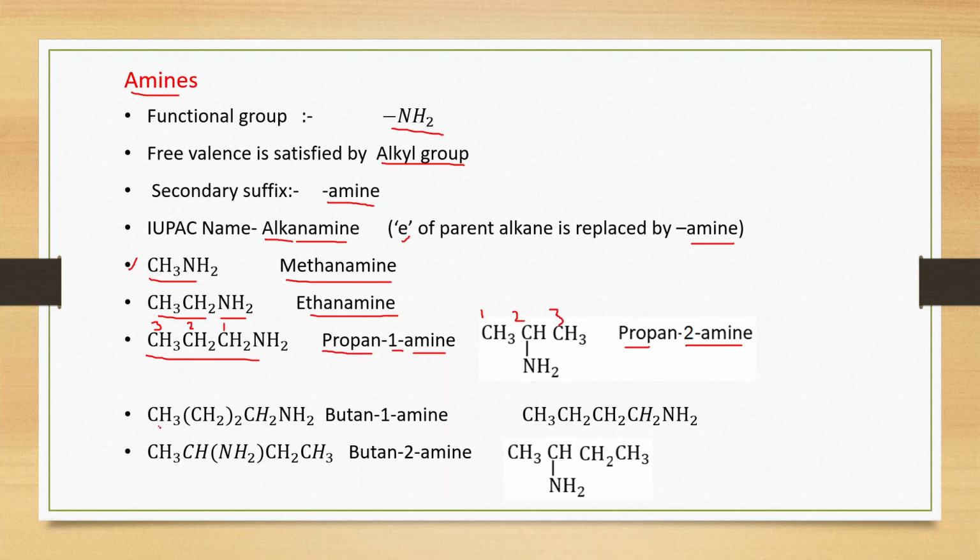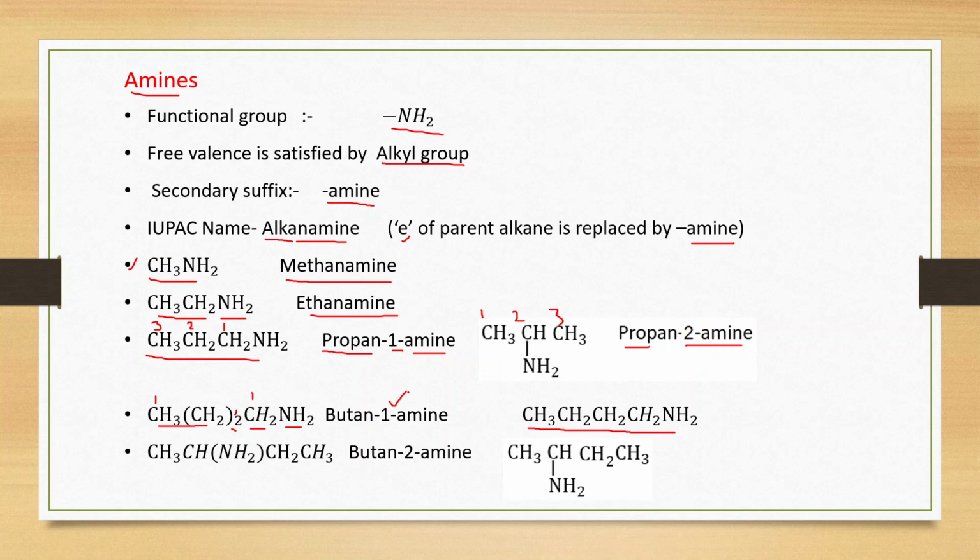Now this is CH3CH2CH2CH2NH2. That is total 1 and 2, 2 carbon atoms are these, and this is 1. Total 4 carbon atoms. That's why this is butane-1-amine.